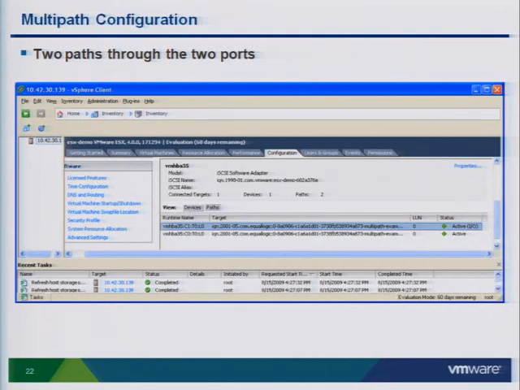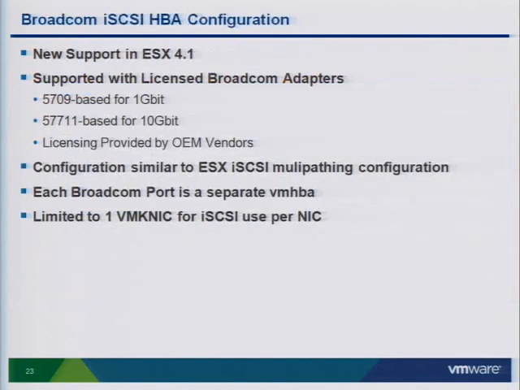One of the ways that you can also tell this is the target number and LUN number will be the same, but the channel number will have changed. So the channel number is actually showing you the 2 different paths between the storage and the host. So for 4.1, we added the capability to do this with Broadcom iSCSI HBAs. The Broadcom iSCSI HBAs include the 5709 and 57711.